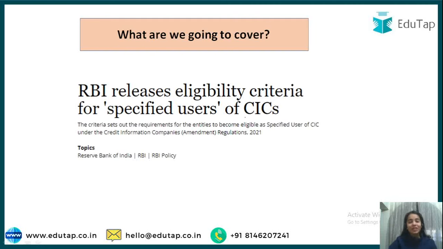So in today's session, we are going to discuss a very important finance news article that the RBI has released: the eligibility criteria for the specified users of the CIC. So what this CIC is, it is the credit information companies. Okay, that is the companies that provide the credit information, or we can say financial data. We will see in the further slides what CICs are, what the specified users are, what this released eligibility criteria is, and who it is going to benefit.